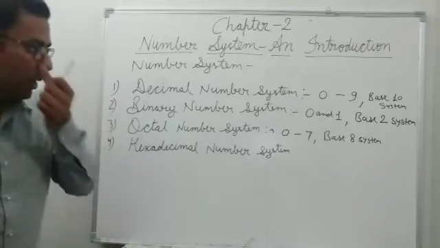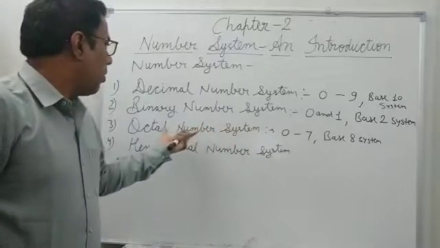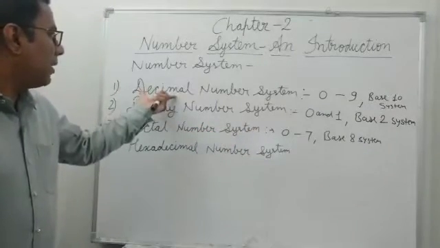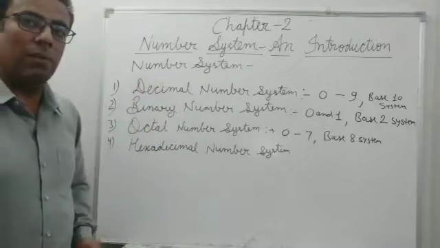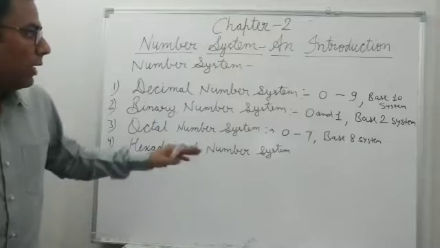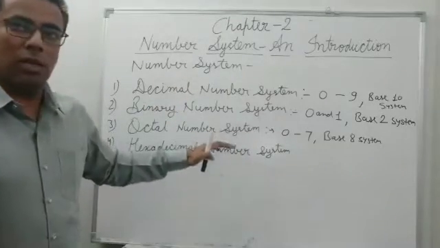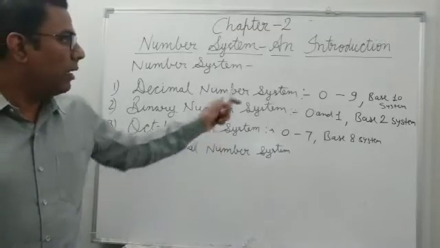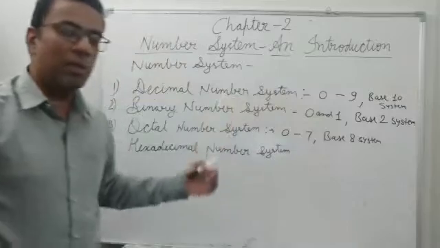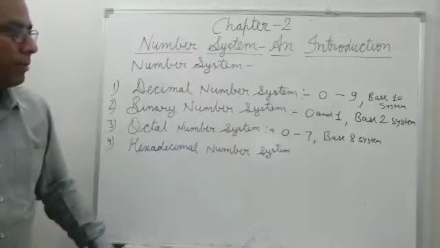And the procedure of converting the octal number system to the decimal number system is the same as the conversion of the binary number system to the decimal number system. The only change is the base. It means in the binary number system we use base 2, and in the octal number system we use base 8.